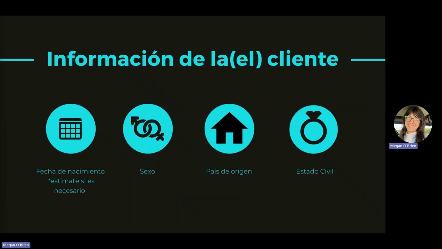Then we have the client information. This is going to be where we record the date of birth of the survivor, which can be estimated if necessary, where we record the biological sex. So this is not gender, but sex, which records male, female, or other. You have the country of origin, the current civil or marital status of the survivor.